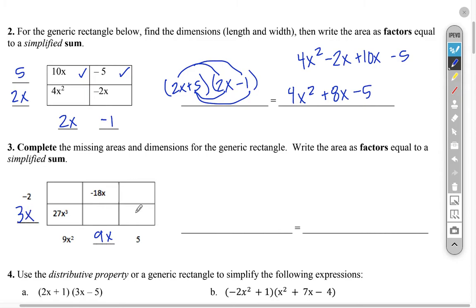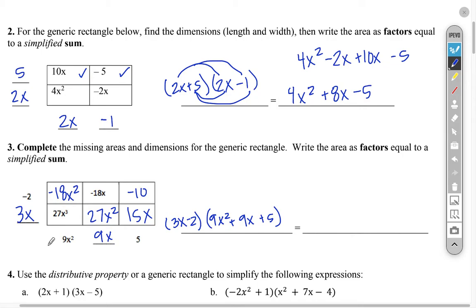All right, and now that we've got our two missing numbers, we can fill in the rest of the box. So negative 2 times 9x squared, negative 18x squared. 3x times 9x, 27x squared. Negative 2 times 5, negative 10. And 3x and 5 gives us 15x. All right, and then we make our problem. So we have 3x minus 2 times 9x squared plus 9x plus 5. Remember, unless there's a negative symbol in front of it, you are adding them.